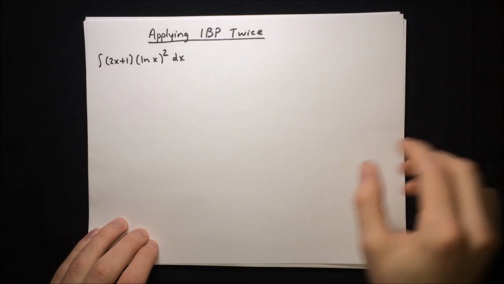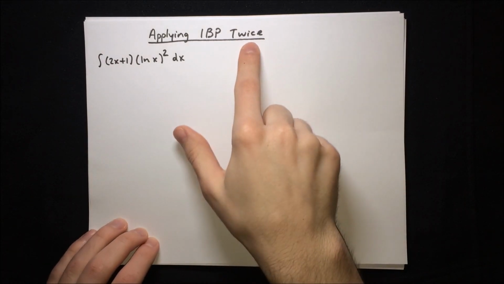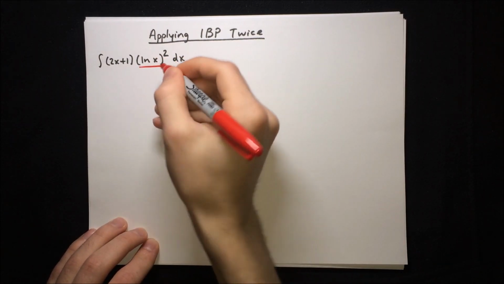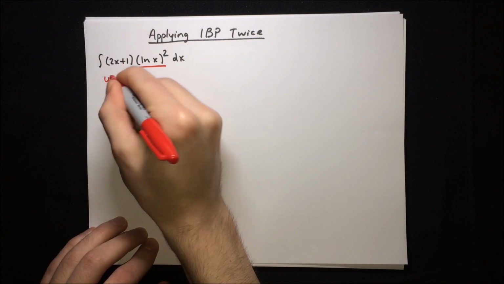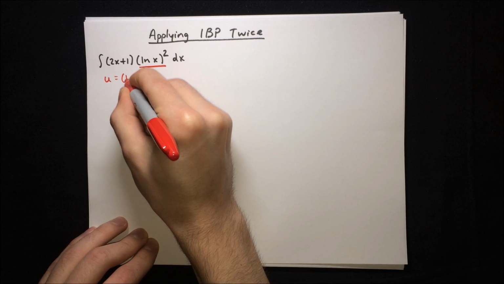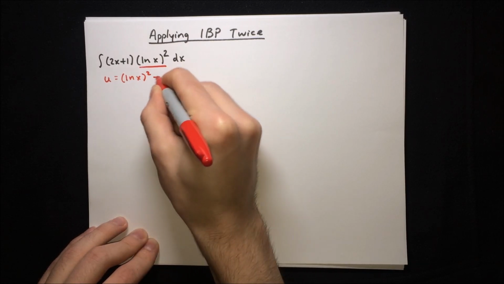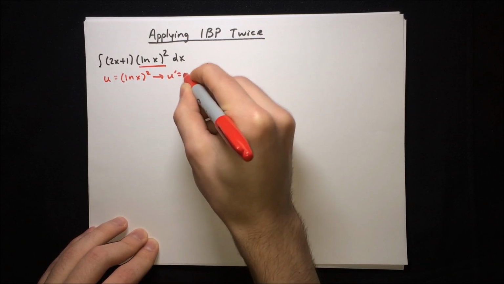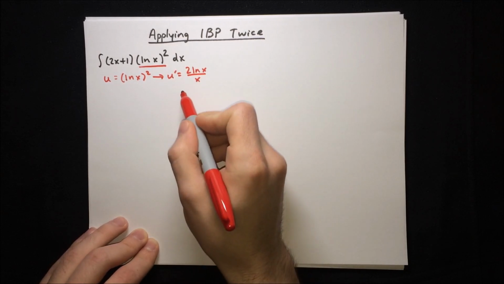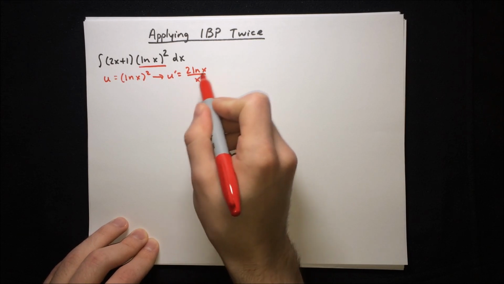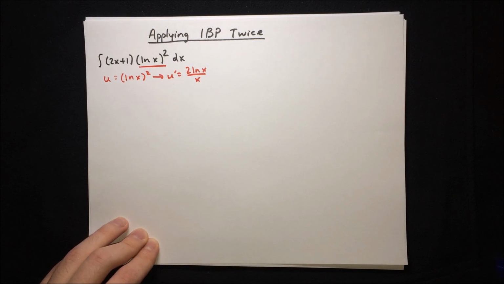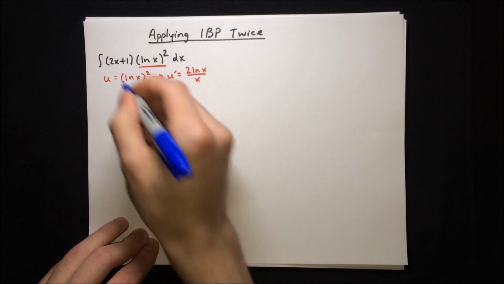Here's another example where we have to apply integration by parts twice. So we're going to start off by setting that ln x squared term to u, because that'll reduce down to a single power of ln x. When we differentiate, we get u prime equals 2 ln x over x. And then in the next round of integration by parts, we can reduce that ln x down to a 1 over x term and totally get rid of it. But for now, we've got to complete this first integration by parts.